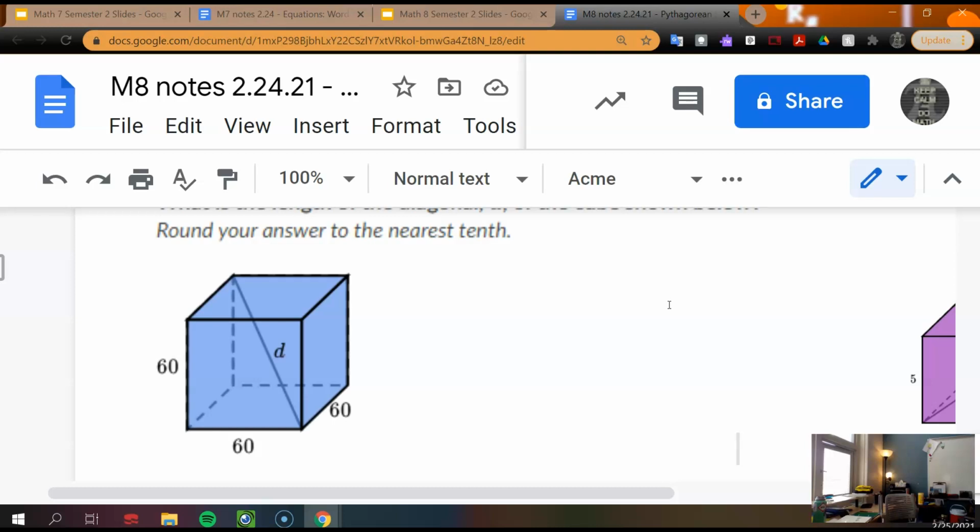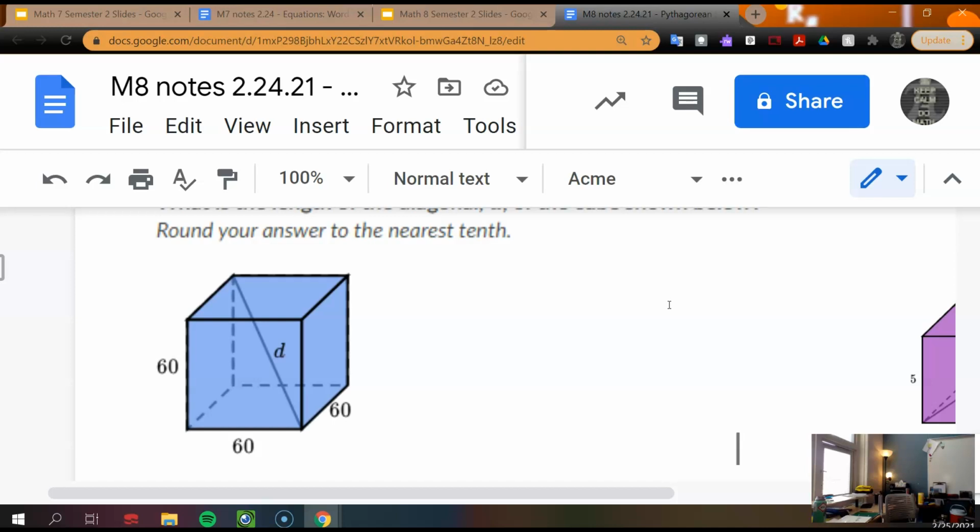Forget about the whole top of the cube. Rip the whole top off. Forget about everything but the bottom. The bottom is flat like this on the ground. The front edge is 60. This edge is 60. And we're going to calculate the diagonal.